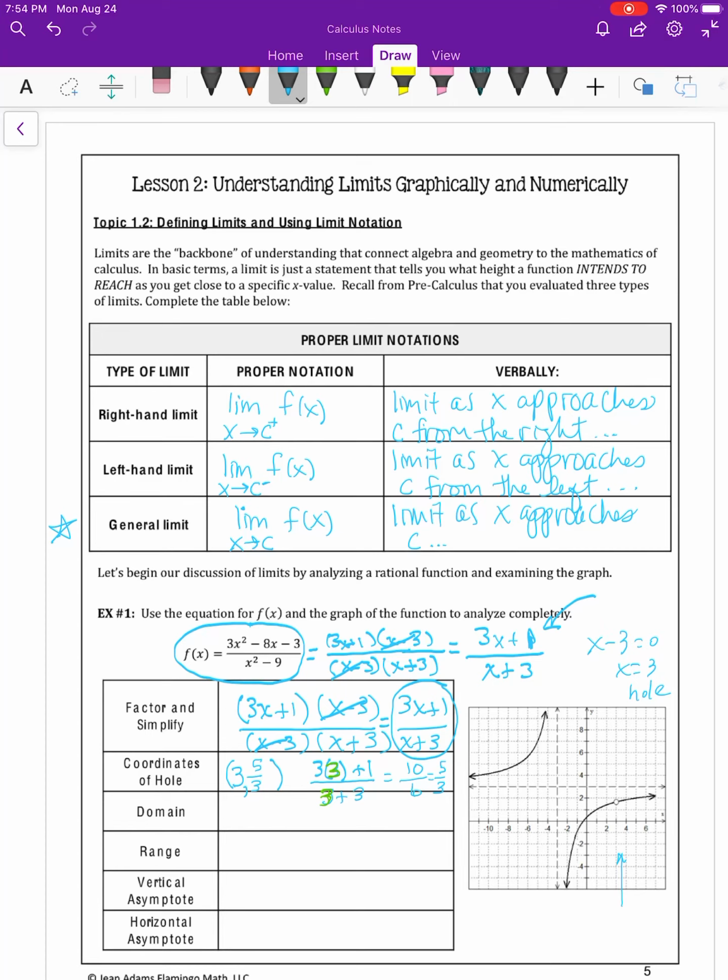And then what is the domain? Well, you see that it will accept any x value except 3 and where this asymptote is.